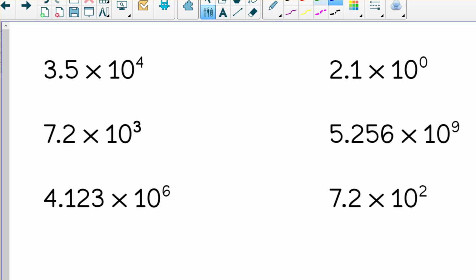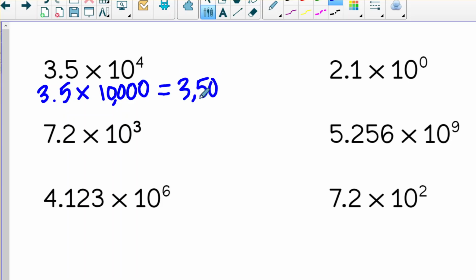So you could do this the long way by saying we know that we have 3.5 times 10 to the 4th. If we use our shortcut, it means we have 4 zeros. So 1, 2, 3, 4, which is the number 10,000. So if I multiply 3.5 times 10,000, that gives me the answer of 35,000.